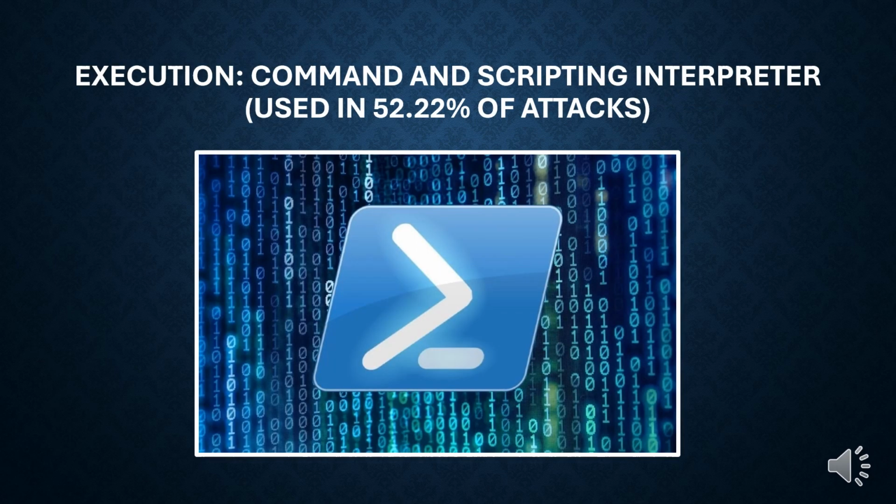During the execution phase, command and scripting interpreter have been used in 52.22% of the attacks. What it is: attackers write scripts in popular languages like PowerShell and Python for two primary purposes. Most commonly, they use them to automate malicious attacks such as harvesting data or downloading and extracting a payload. They are also useful for evading detections, bypassing antivirus solutions, extended detection and response systems, and the like.